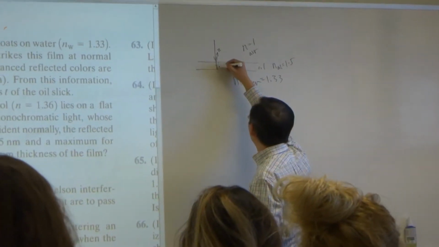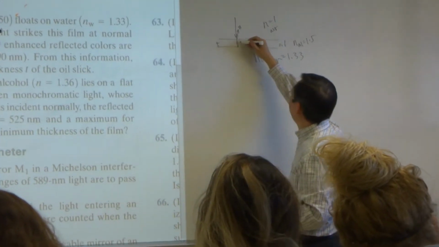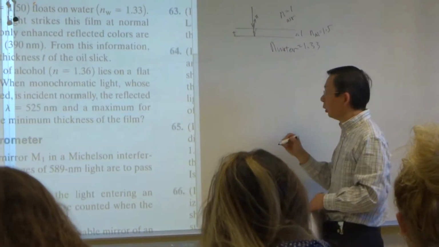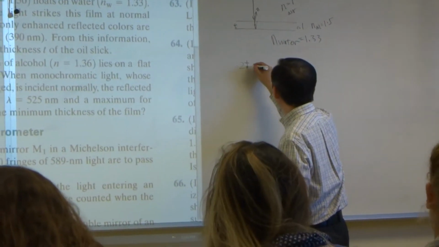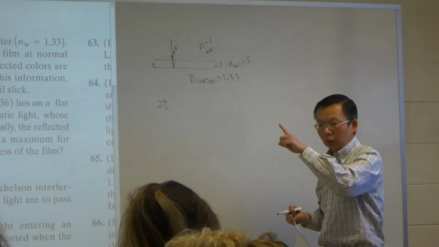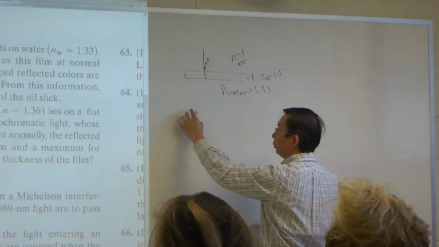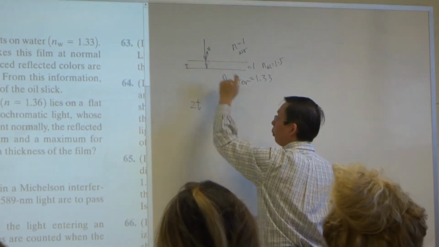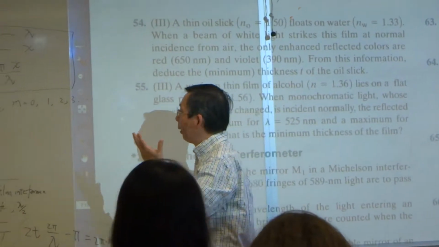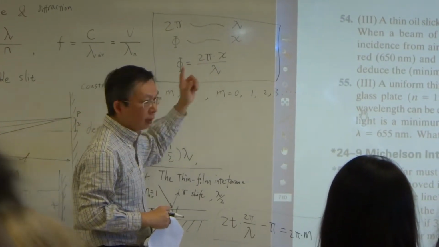So the path difference, if the thickness of the oil is T, the path difference is just 2 times T for the secondary reflected light, because the light goes through here, then back to here, so it goes 2 times the thickness of the oil. So that's the path difference compared to that point. When you recall that formula, we know the path difference we can convert to phase difference, just times 2 pi divided by lambda.